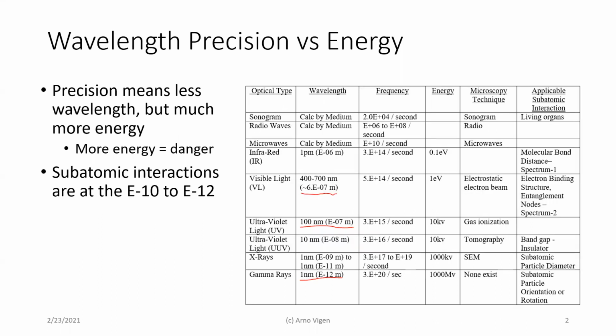Now, wavelengths provide both precision and energy. The shorter the wavelength, the better you can understand the size of things in today's microscopy. So to get e to the minus 12th energy, you need gamma rays. Now, of course, there's one problem: these rays, A, take more energy, and B, that means danger, because that much energy will also destroy the sample.